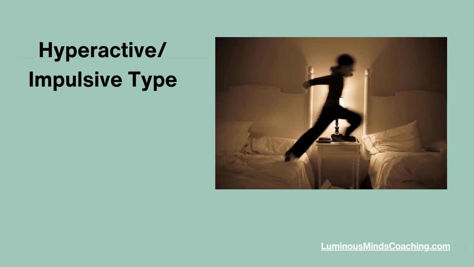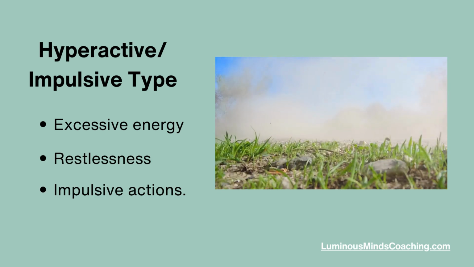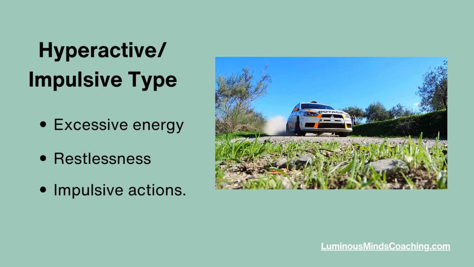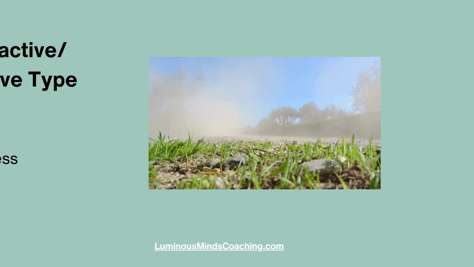Let's start with hyperactive-impulsive ADHD. This is probably closest to the general image that people might have in their heads of a person with ADHD. It's marked with high energy levels, restlessness, and impulsive behaviors. People with this type of ADHD often feel like they're constantly on the go, and they really find it challenging to sit still, wait their turn, or to control their impulses.